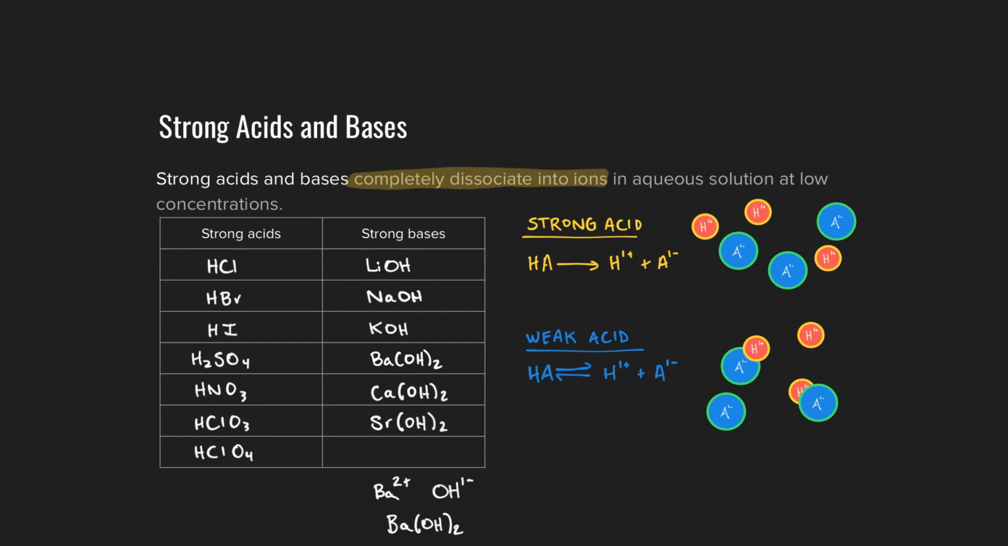So again, you don't have to memorize too many different things in AP chemistry, but one of them really is these strong acids and strong bases. So please do commit those to memory, and let's move on.